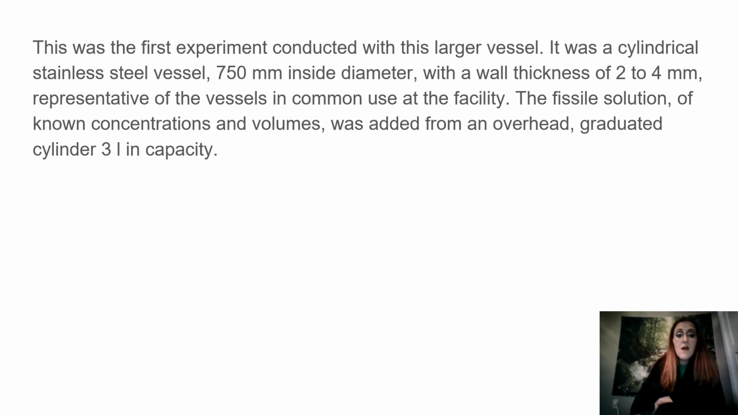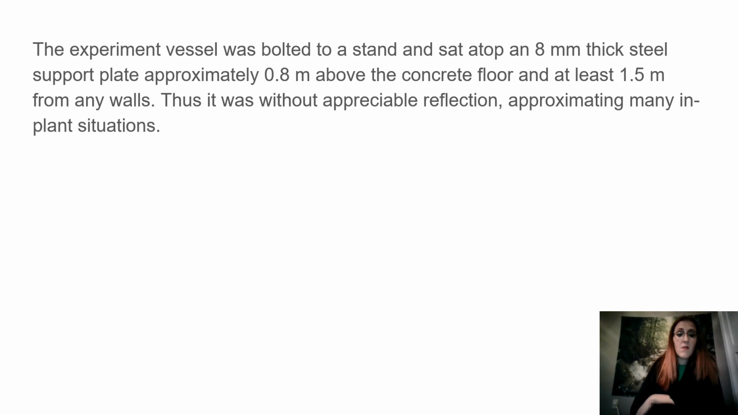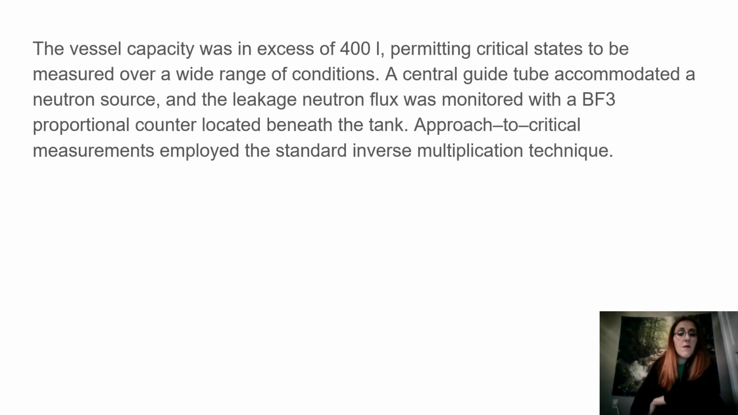The fissile solution of known concentrations and volumes was added from an overhead graduated cylinder, 3 liters in capacity. The experiment vessel was bolted to a stand and sat atop an 8 mm thick steel support plate approximately 0.8 meters above the concrete floor and at least 1.5 meters from any walls. Thus it was without appreciable reflection, approximating many in-plant situations. The vessel capacity was in excess of 400 liters, permitting critical states to be measured over a wide range of conditions. A central guide tube accommodated a neutron source, and the leakage neutron flux was monitored with a BF3 proportional counter located beneath the tank.